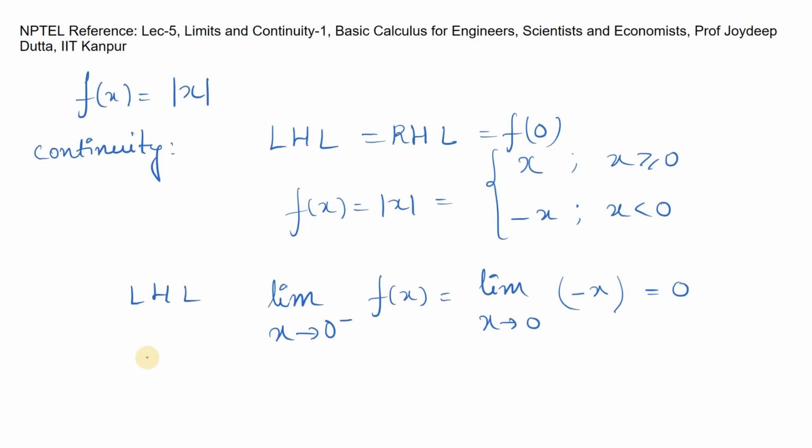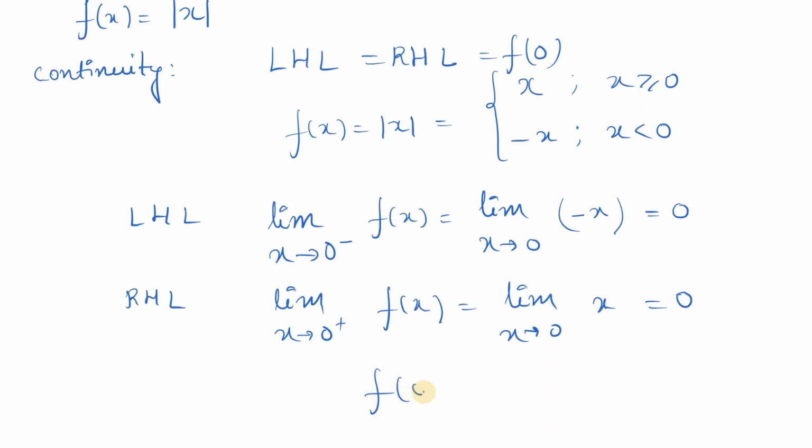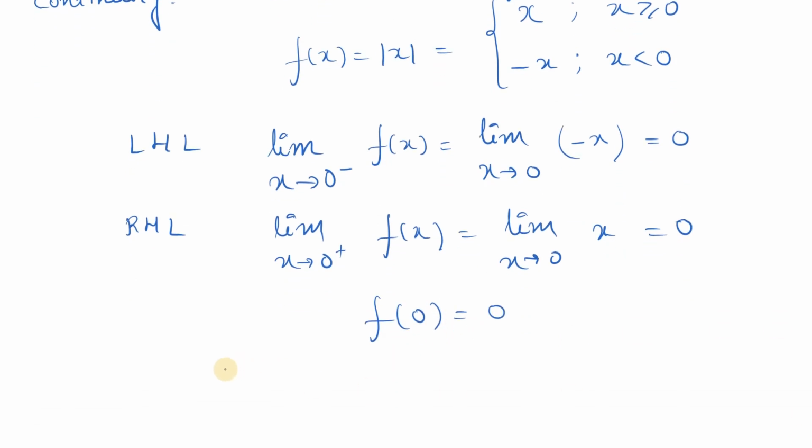Okay, and let's check the right hand limit. So limit x tends to the positive side of 0, f of x, this will be equal to limit x tends to 0, and when x is greater than 0, it is x, so this is again 0. Also at f of 0, the value of the function is 0. That means this function is continuous.